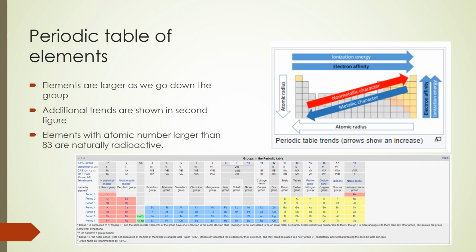Once large numbers of elements were identified and classified, a way was needed to present them in an orderly and consistent fashion. The periodic table is a way to place the elements in groups based on various properties like atom size, electron affinity, ionization energy, and so on. The current periodic table is a Mendeleev table named after the Russian chemist Dmitry Mendeleev. On this table, elements are placed in groups and grow larger as we go down the group. Additional trends are shown on the figures on the slide.